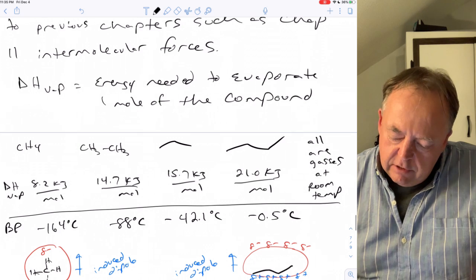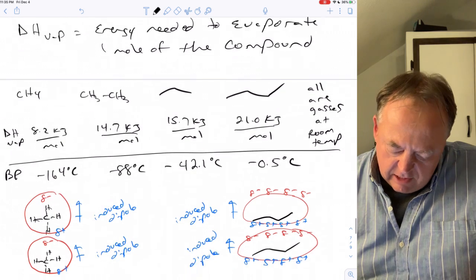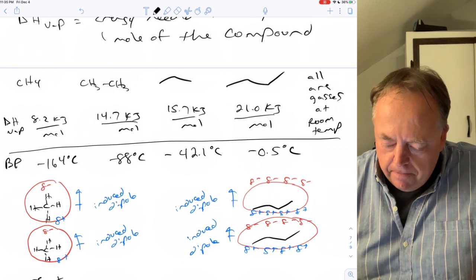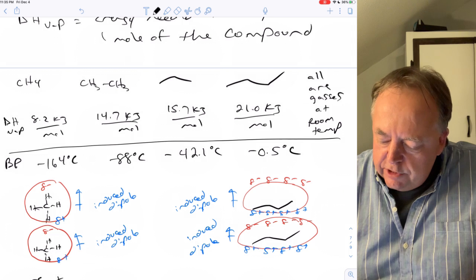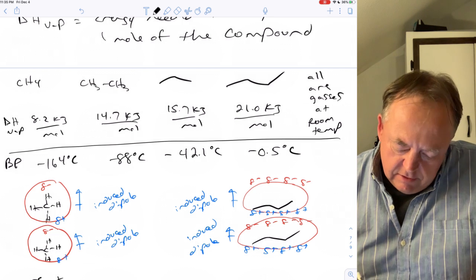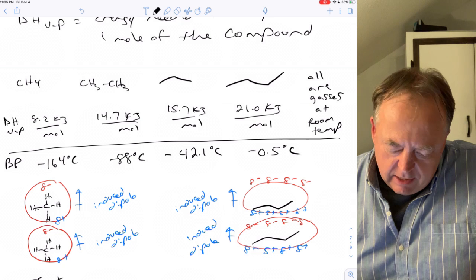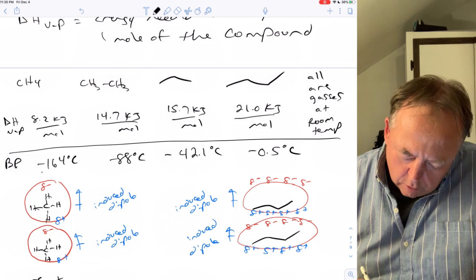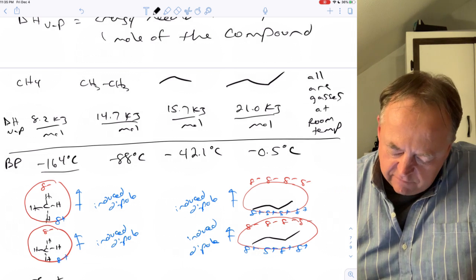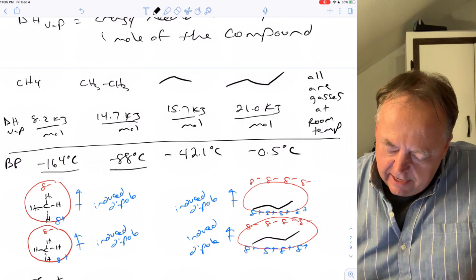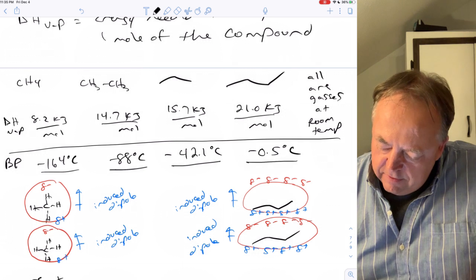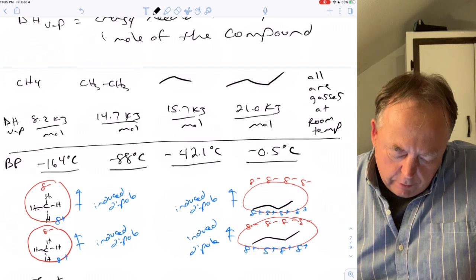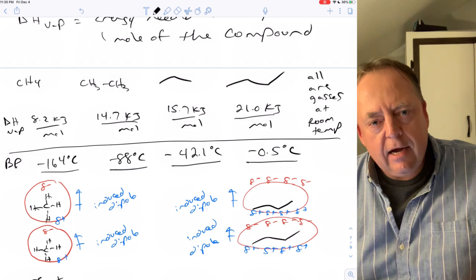So the heat of vaporization is the energy needed to evaporate 1 mole of a compound, and let's correlate that to boiling point. If we take CH4, methane, ethane, propane would be the 3-carbon chain, and butane would be the 4-carbon chain. As you can see, as the carbon chain increases, the heat of vaporization increases. So you need more energy to evaporate it, and of course, that correlates with the boiling point. Methane has a boiling point of negative 164. If you go to ethane, it's negative 88, to propane is negative 42, and then to butane, it's negative 0.5. So it takes more energy to evaporate butane, and so it has a higher boiling point.